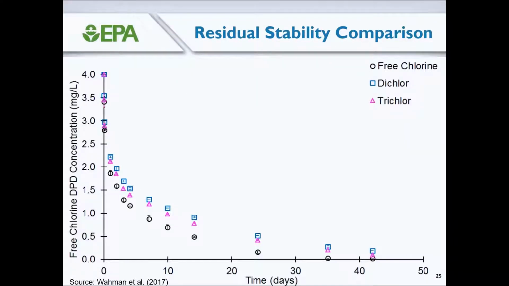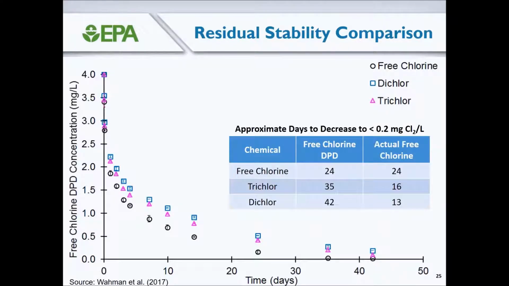So to illustrate the impact I mentioned on residual stability, here are some results we did in our lab for an experiment where we took a surface water, same surface water, and we either added 4 milligrams per liter of free chlorine, dichlor, or trichlor as total chlorine to the water. And this graph then just shows the free chlorine DPD measured chlorine concentration over a period of 42 days.